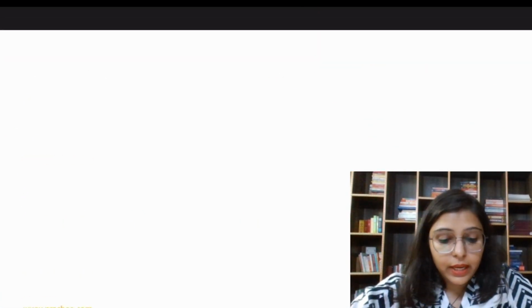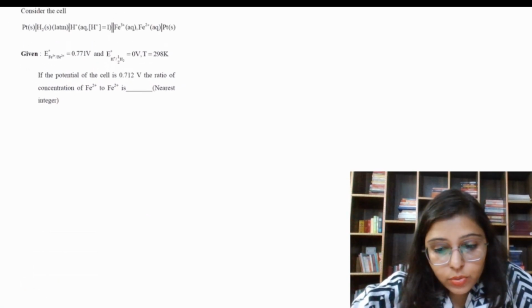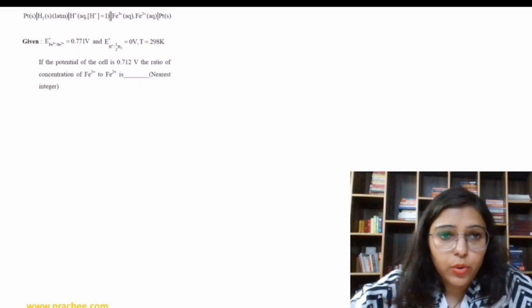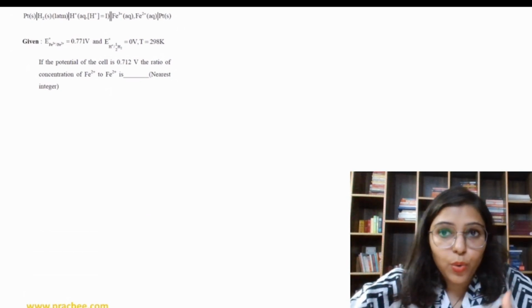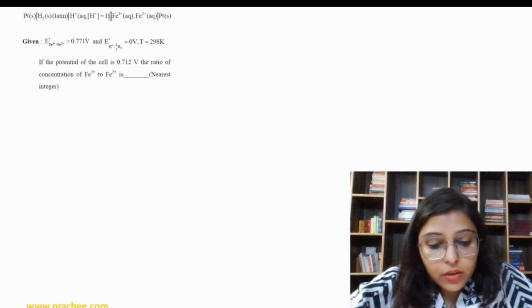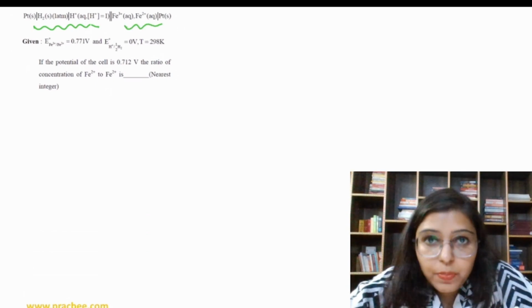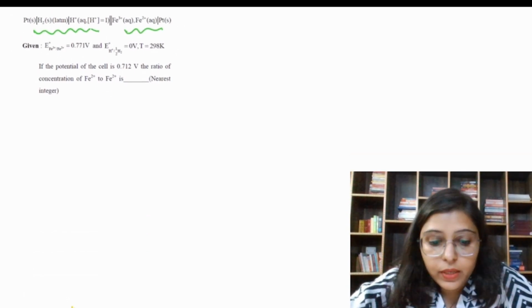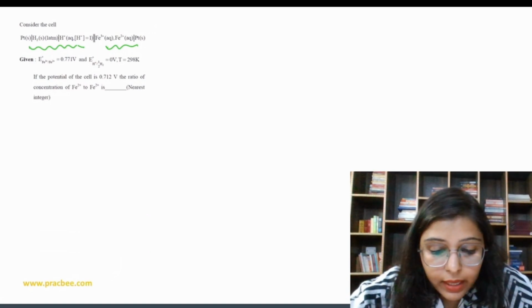Now let's do the next question. The next question is again related to the Nernst equation. Nernst equation is a very important topic. So just try to write everything that is given in the question. Okay. So first, if you see, this is the anode and this part is the cathode. Left hand side is anode and right hand side is cathode.